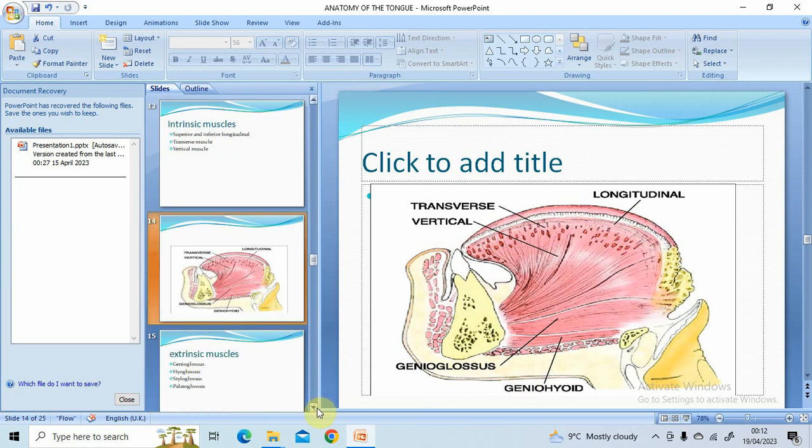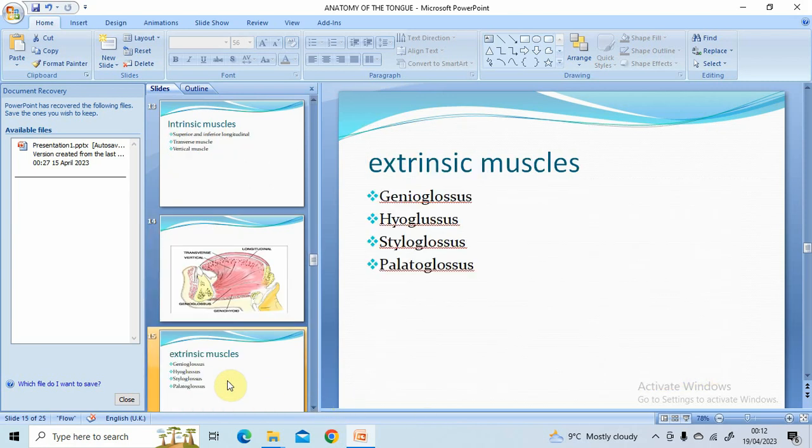Remember I said the intrinsic muscles are responsible for the shape of the tongue because they constitute the bulk of the tongue. Then I'm going to talk about the extrinsic muscles. The extrinsic muscles are the genioglossus, the hyoglossus, the styloglossus, and the palatoglossus.